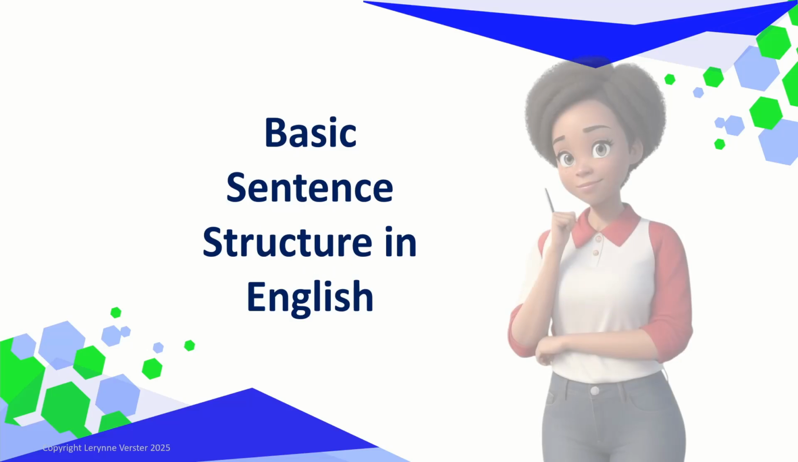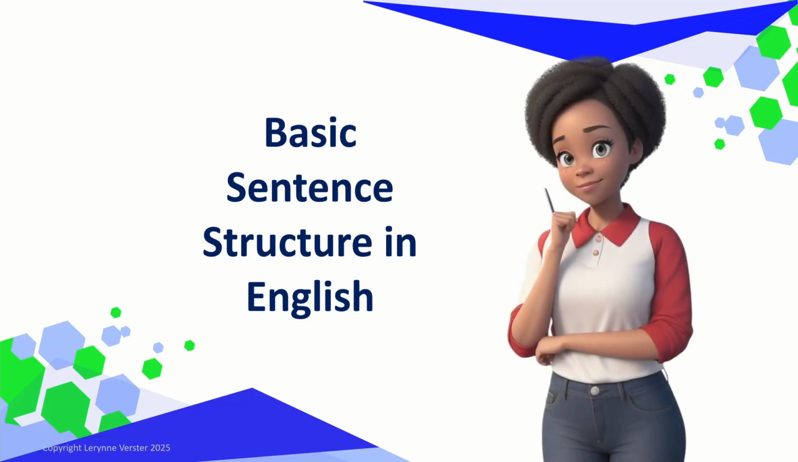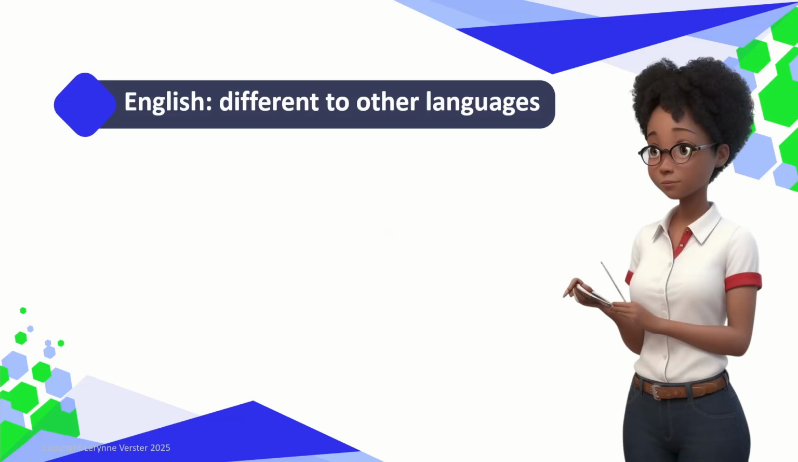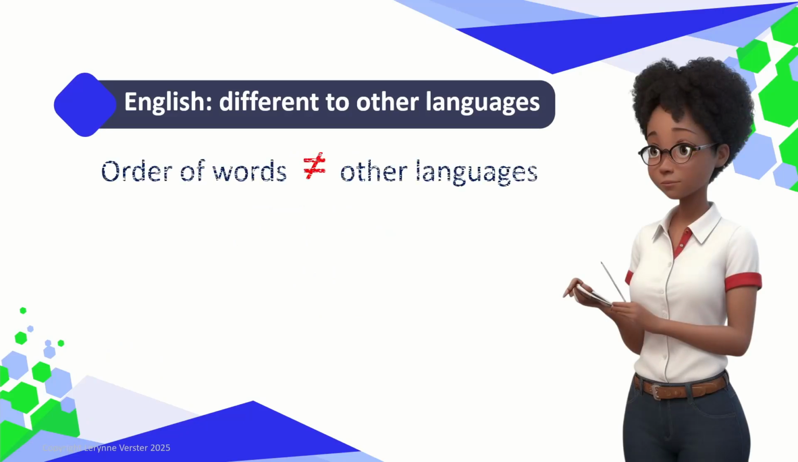Hello, and welcome to this lesson on the most commonly used basic sentence structure in English. The way words are used in a sentence in English and the order in which they appear may be different to the way things are done in your first language. To communicate well in English, we need to know how sentences in English work. It's all about having the right building blocks in the right order.